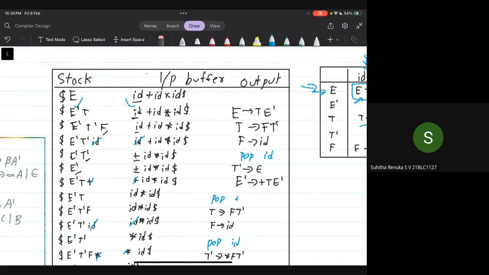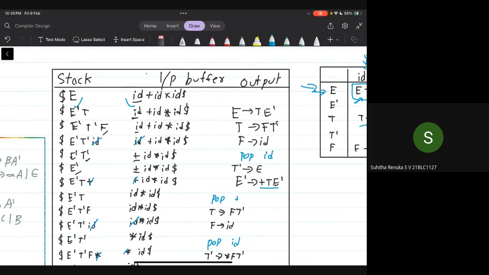Wait, I don't understand how you wrote E dash T plus. See, E dash goes to plus T E dash, did you write it as is? No. Okay, there's nothing else. You've just compared E dash with the plus symbol, so you don't have to copy anything from above. Then you rewrite the existing grammar as it is, E dash T plus. Yes. And then you ask me to check plus and plus, it will go off.